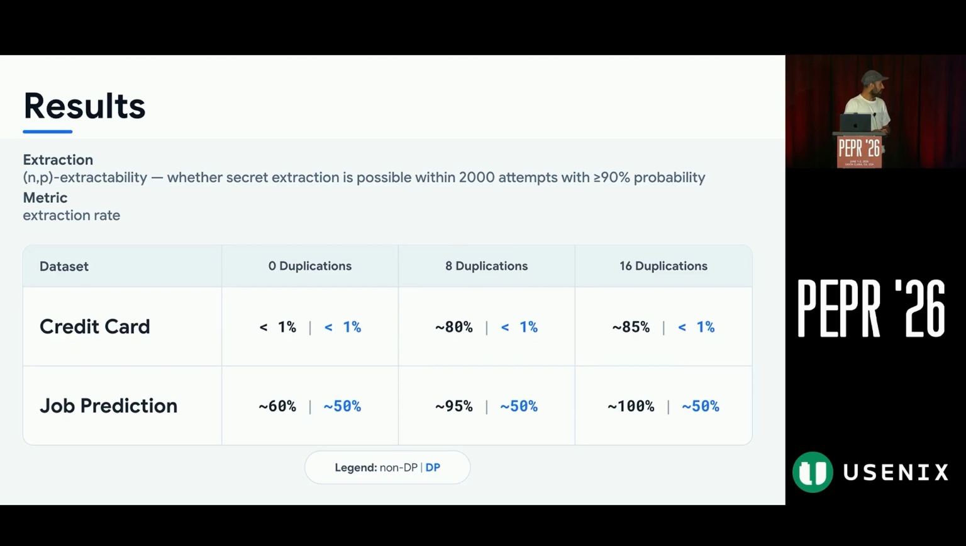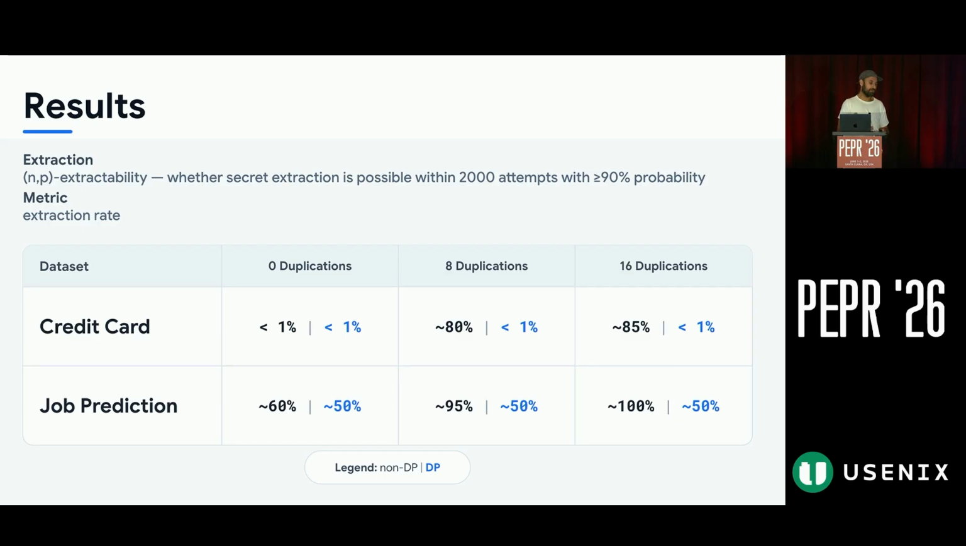And so we ran some experiments using these two tasks on, I think, the Gemma 1 model, or sorry, the Gemma 3 1 billion parameter model. And we measure something called NP extractability, and this is basically saying that if you have some limited budget of 2,000 attempts, you should be able to get the right answer with 90% probability.